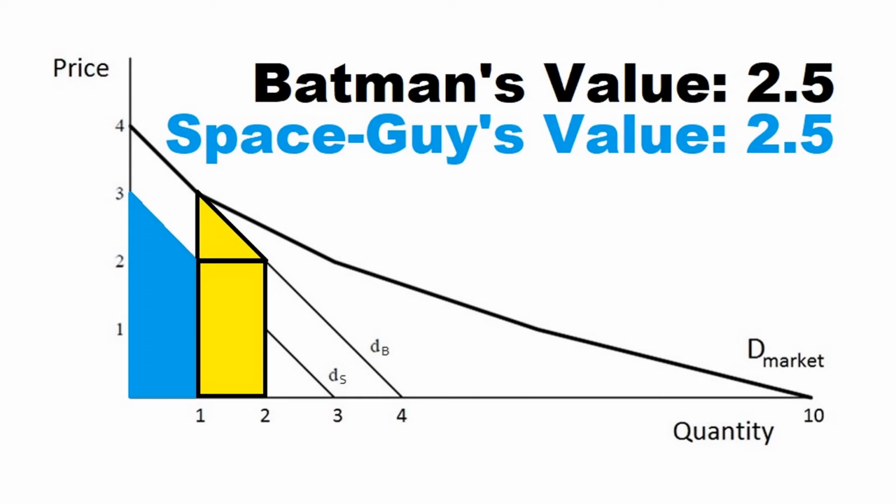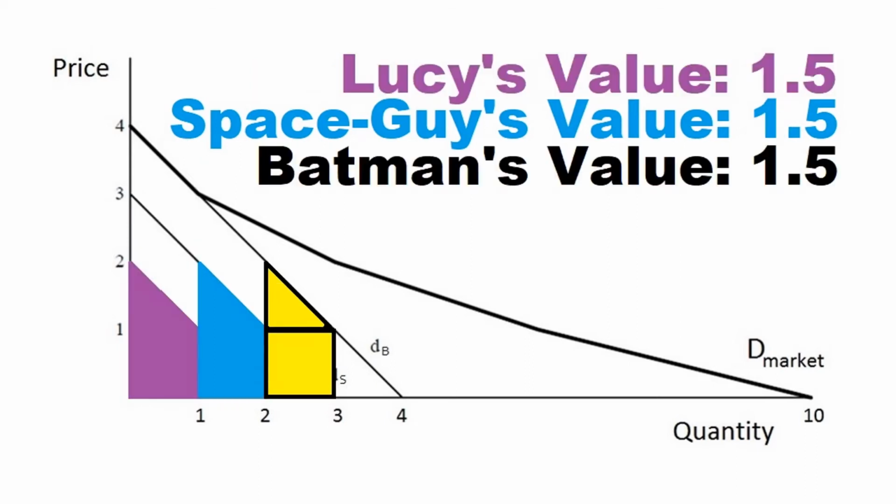And here we run into a similar line of thinking where we have to think on the margin, because now Space Guy already has a mug, and Batman already has 2. And so we have to look at the marginal value of the second unit to Space Guy and the third unit to Batman. Both of those will have the same value. It'll be $1.50, which is exactly equal to Lucy's value of her first beer, which is $1.50. Emmett's value of his first beer is even lower at 50 cents.